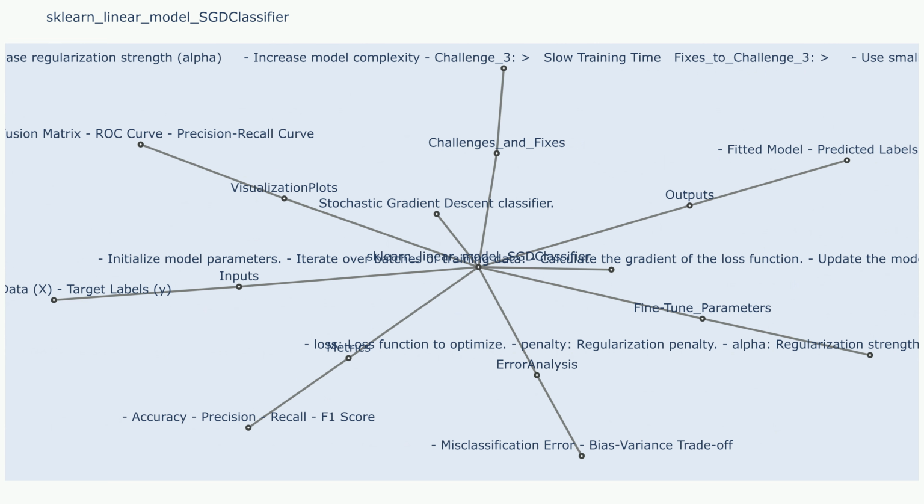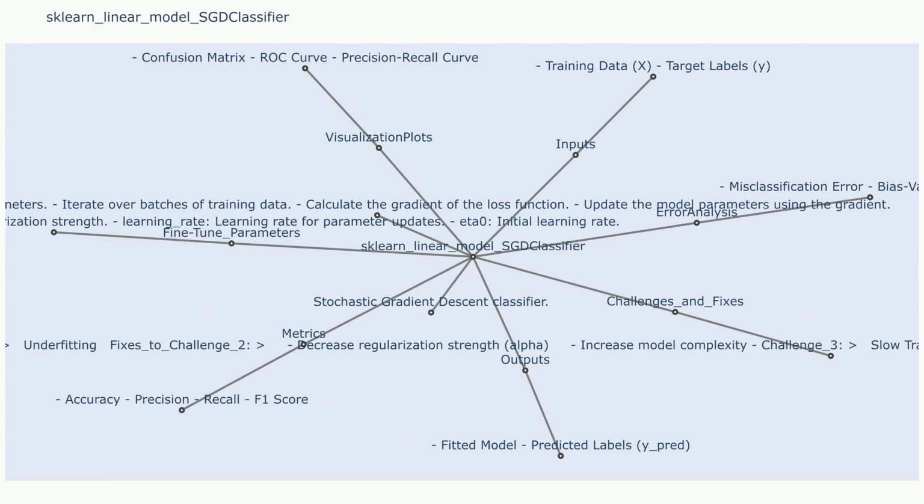Fixes to challenge 2. Use feature scaling techniques, such as standardization or normalization, to ensure all features have similar scales. Challenge 3, choice of loss function. The choice of loss function can significantly impact model performance. For example, using a hinge loss for a dataset with outliers might lead to poor performance.